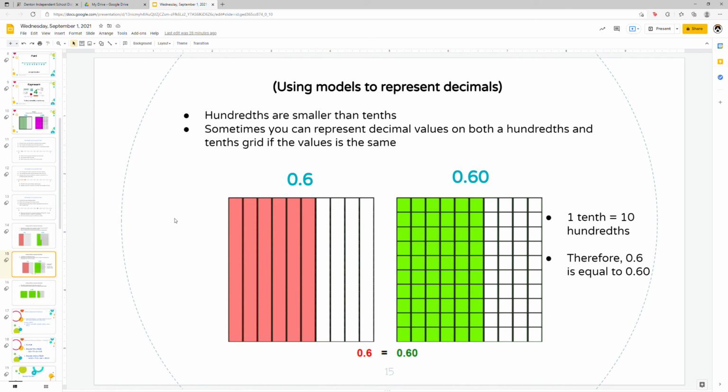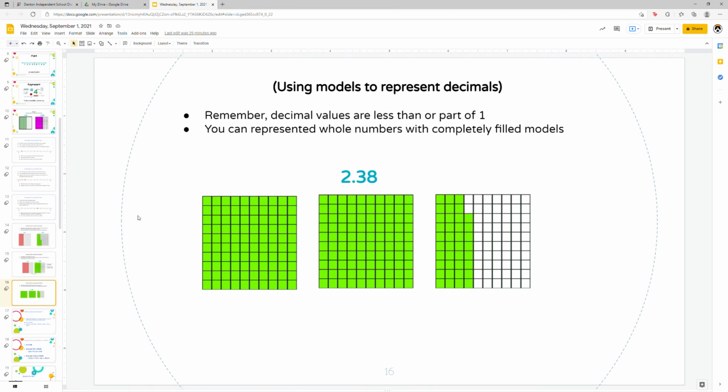So keep in mind that hundredths are smaller than tenths. Sometimes you can represent decimal values on both a hundredths and tenths grid if the value is the same. So I have 6 tenths here. I've got 60 hundredths on the right. Those two numbers are actually the same. They represent the same amount. 1 tenth equals 10 hundredths. If I still have 6 columns on both of these models shaded in, it's the same amount, 6 tenths. But I could also say 60 hundredths. It's the same amount.